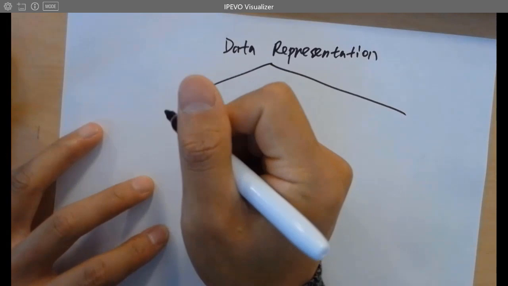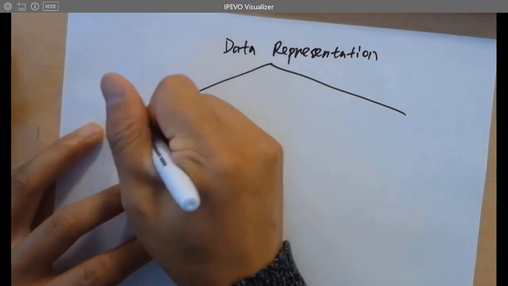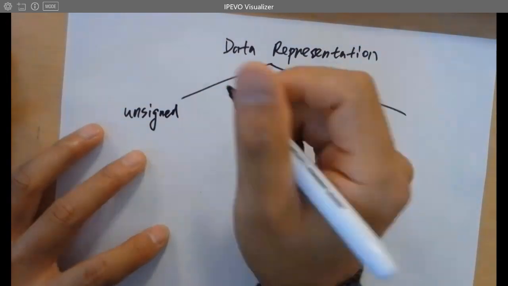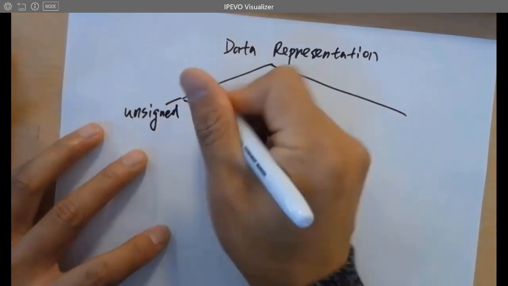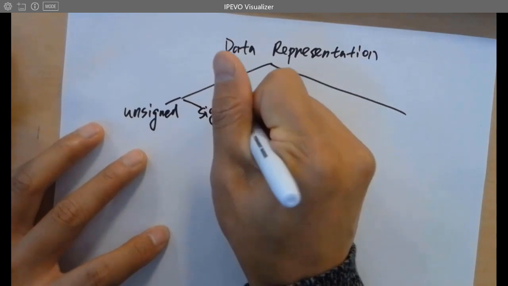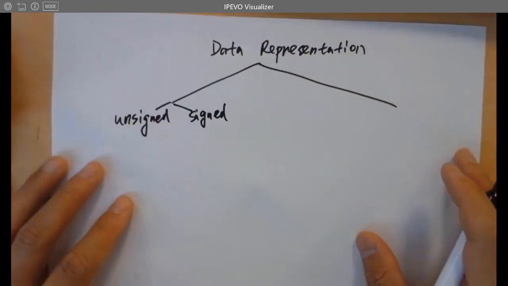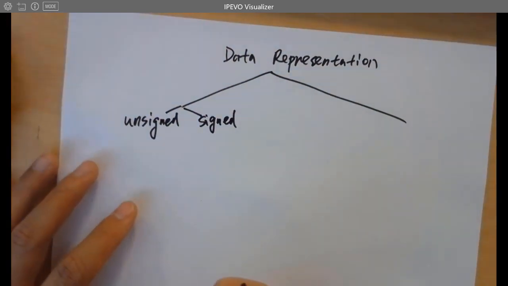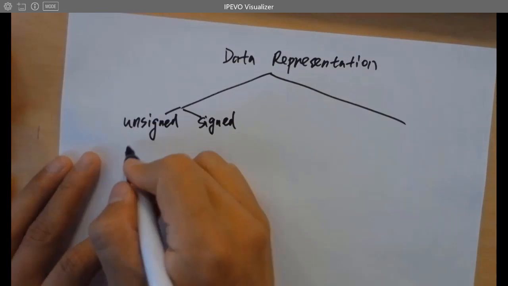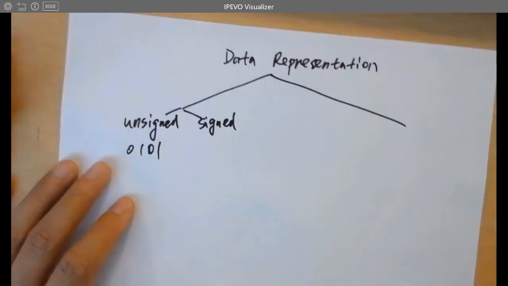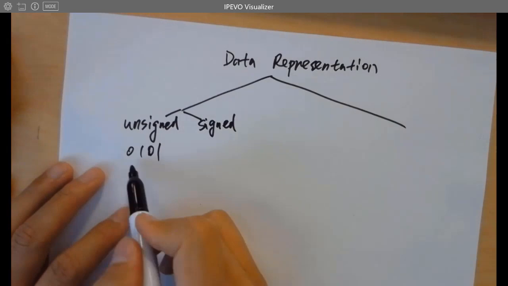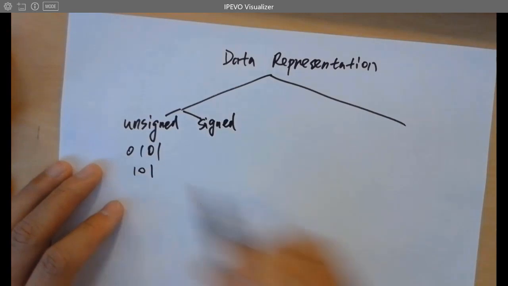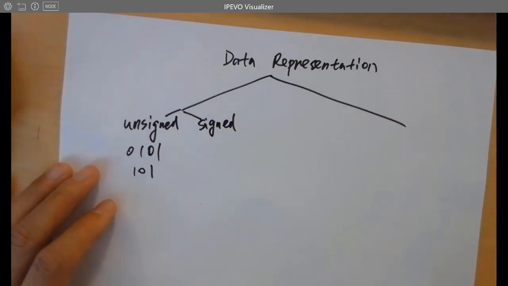Data representation. You have two types of binary numbers, unsigned and signed. For unsigned, this is what we just learned last week. Like 01001, we never care about the sign. So what is this? This will be 5, and this will be 5 as well, right? We never care about the signs.